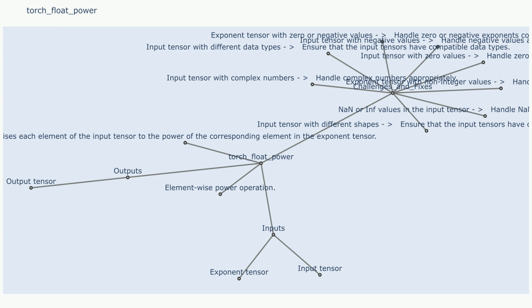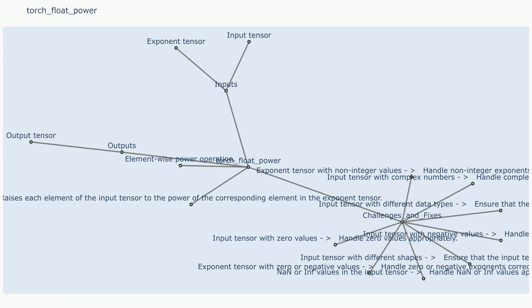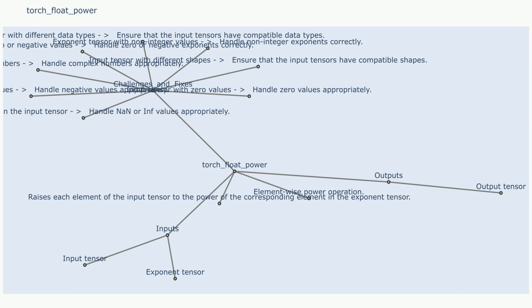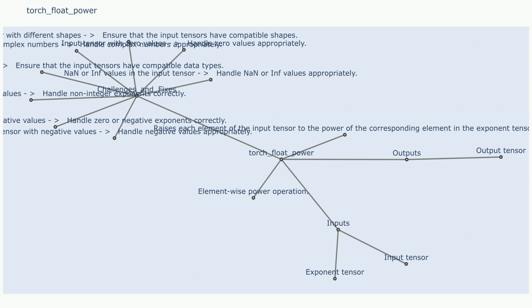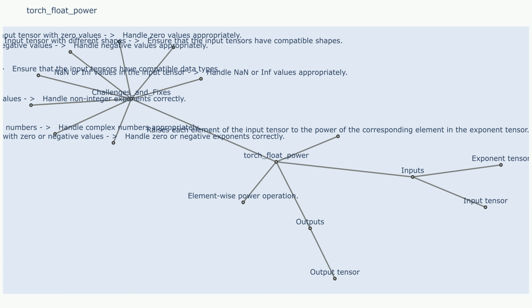Challenge 2: overflow. Sample use case that resulted in challenge 2: when dealing with large exponents or large base values, the calculation may result in an overflow, leading to an inaccurate or infinite result. Fixes to challenge 2: to handle overflow, you can use appropriate data types with larger ranges, e.g., torch.float64 for larger numbers, or use logarithmic techniques to reduce the magnitude of the calculations.